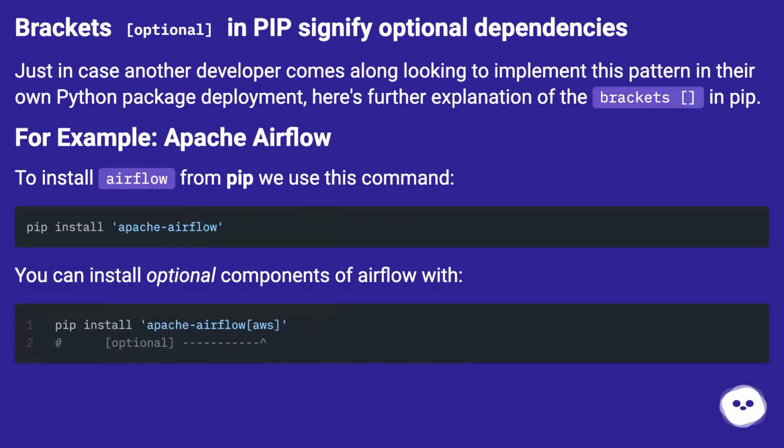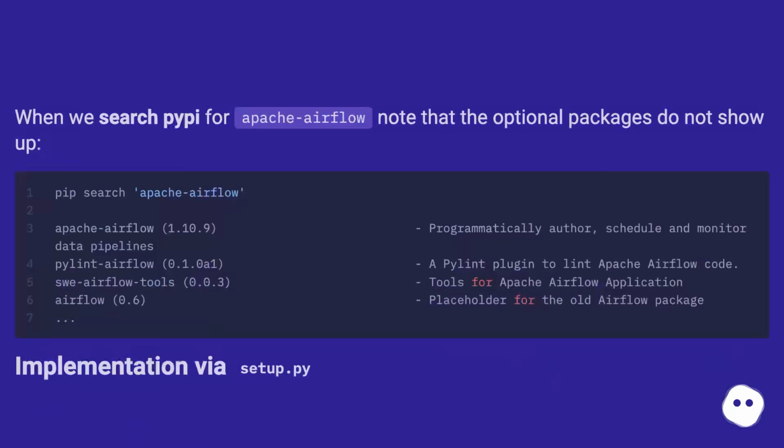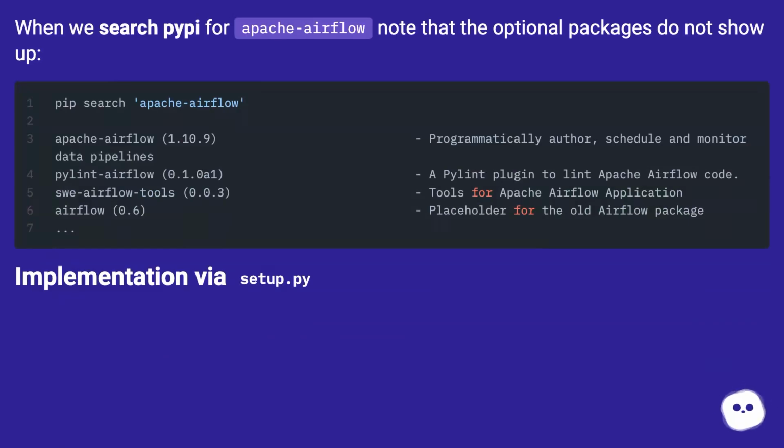Just in case another developer comes along looking to implement this pattern in their own Python package deployment, here's further explanation of the brackets in pip. For example, Apache Airflow. To install Airflow from pip, we use this command. You can install optional components of Airflow with. When we search PyPI for Apache Airflow, note that the optional packages do not show up.